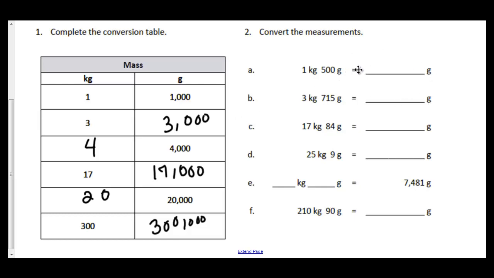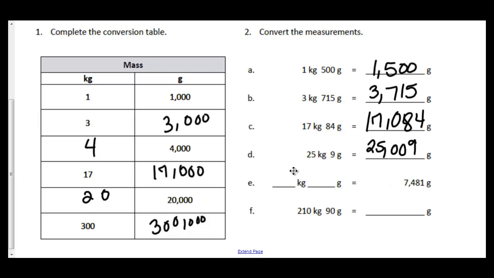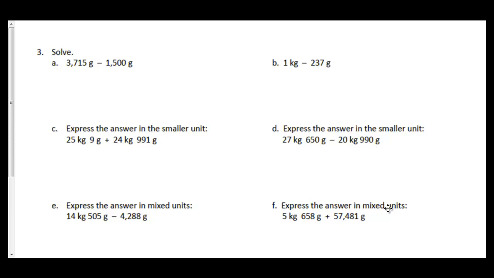All right, so this is kind of like what we just did together in our lesson. So 1 kilogram and 500 grams would be 1,500 grams. Now I have 3 kilograms, 715 grams. So why don't you try some of these by yourself and then come back and check. 17,084 grams. 5,009 grams. Now I gotta go backwards. So 7 kilograms, 481 grams. 210,000 grams.